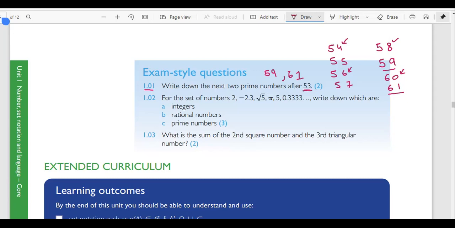Is this example clear? Yes, it's clear. Okay. Then we have a second question. For the set of numbers 2, minus 2.3, root 5, pi, 5, 0.333, write down which are integers. Now I want Amir to respond to this question. Which of these numbers is an integer?